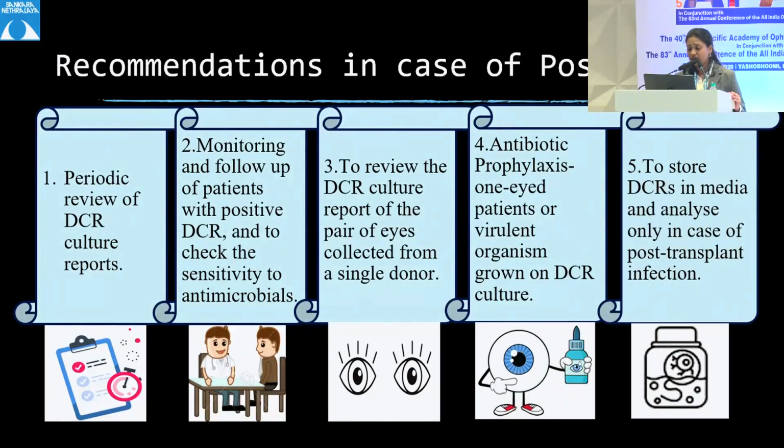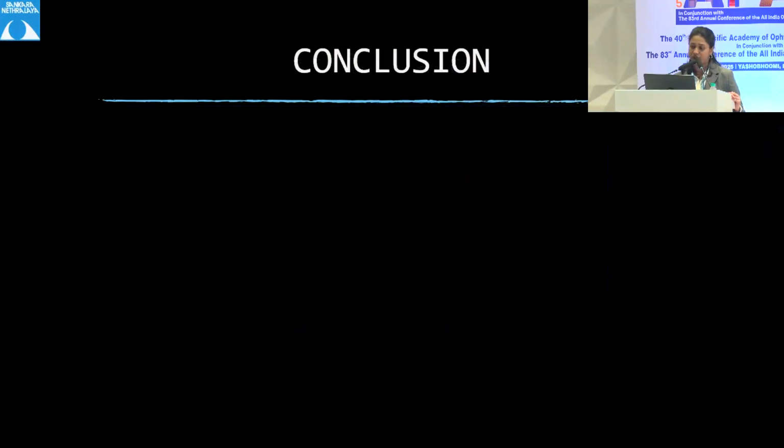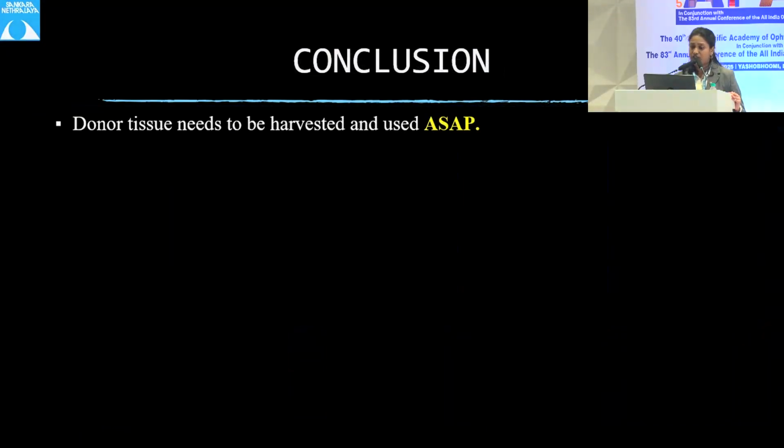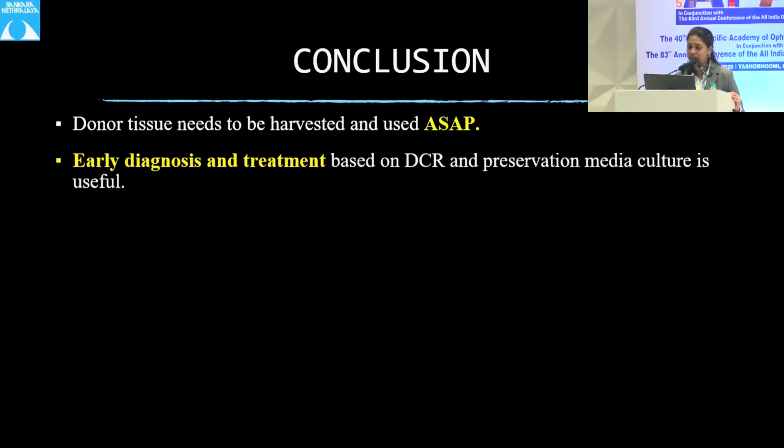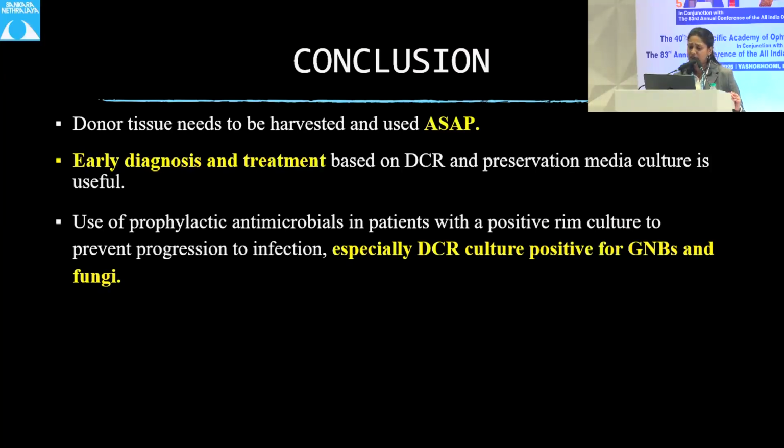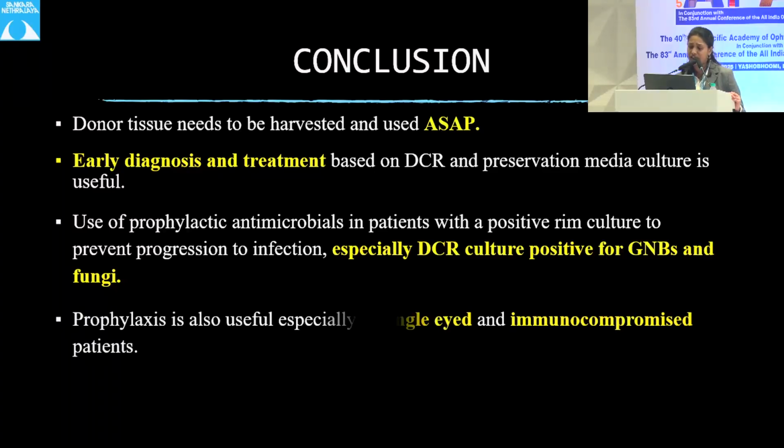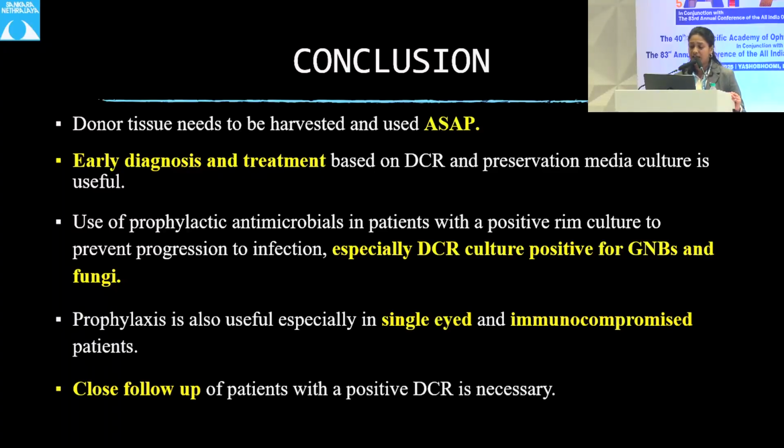Also, we can store the DCR in a media and analyze only if there is a post-transplant infection. In conclusion, the donor tissue needs to be harvested and used as soon as possible. Early diagnosis and treatment based on the DCR is useful, and antimicrobial prophylaxis is very useful, especially in a DCR positive for gram-negative bacteria and fungi or in a single-eyed patient, and close follow-up of patients with a positive DCR is necessary.